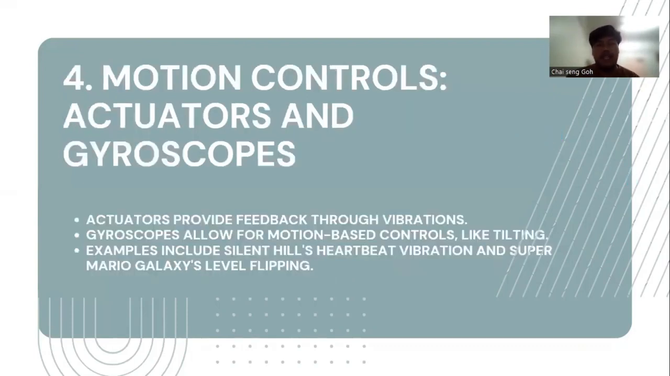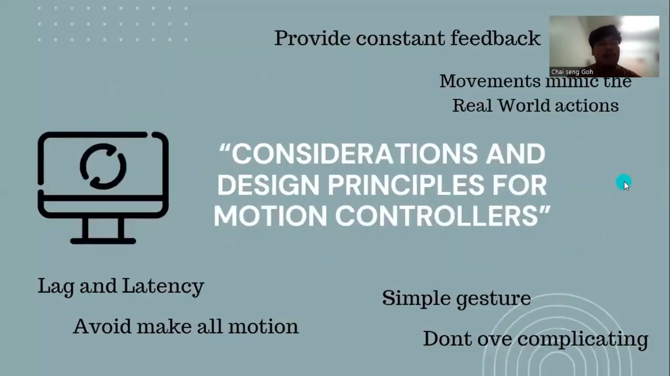Next is motion controls, actuators and gyroscopes. Actuators provide feedback through vibration, like in recent games on the PS5. And gyroscopes allow motion-based control like tilting. Examples include Silent Hill's heartbeat vibration, or Super Mario Galaxy's level flipping.